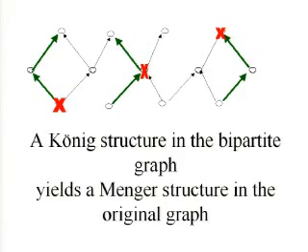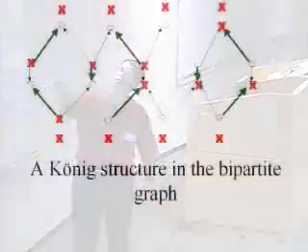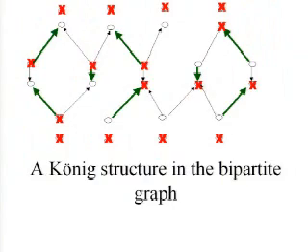And now if you take this and you go back to the original graph, what you get is a Menger structure. Let me just show you that these x's are really a separating set. Well, just take any path here. Let's say this path in the original graph. And let's go back to see how it looked here.